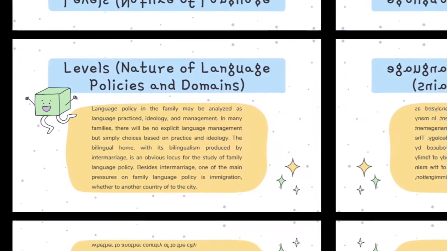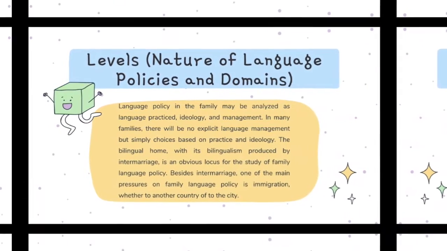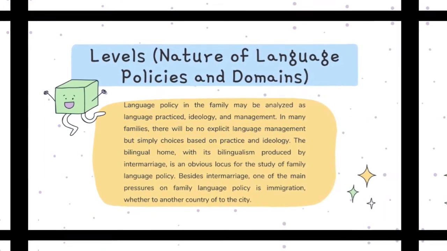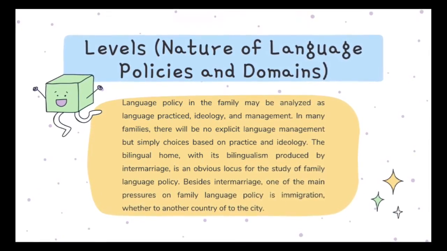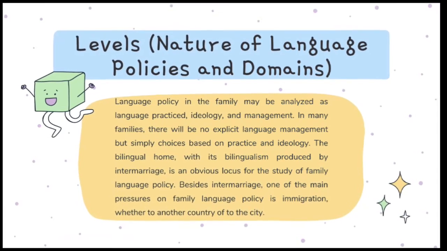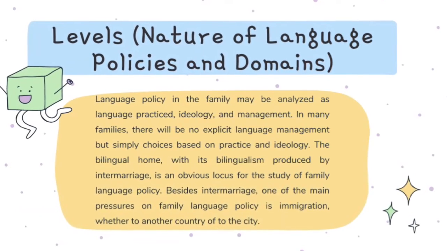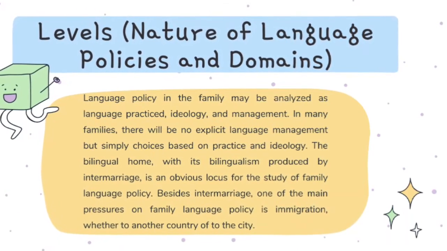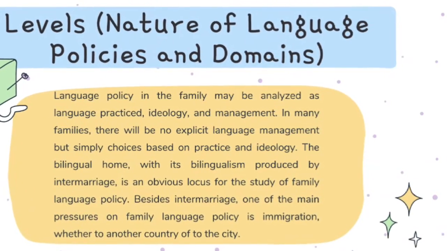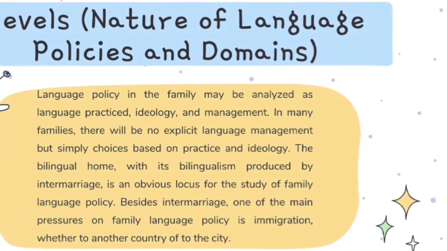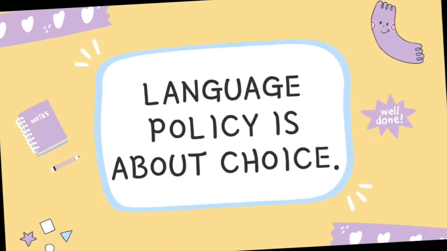So now we will proceed to levels. So language policy in the family may be analyzed as language practice, ideology, and management. In many families, there will be no explicit language management but simply choices based on practice and ideology. The bilingual home, with its bilingualism produced by intermarriage, is an obvious locus for the study of family language policy. Besides intermarriage, one of the main pressures on family language policy is immigration, whether to another country or to the city.